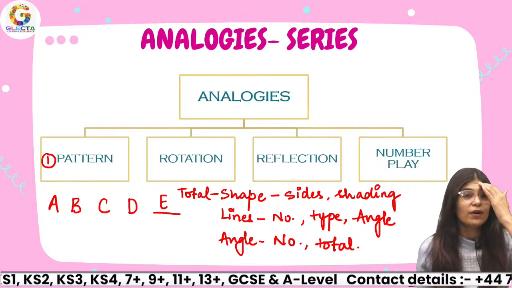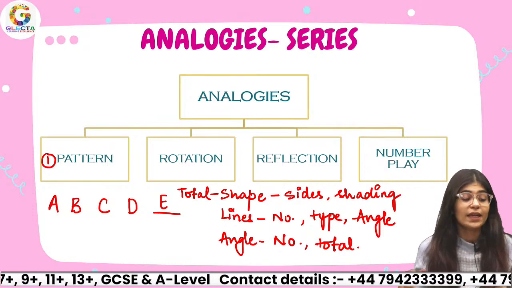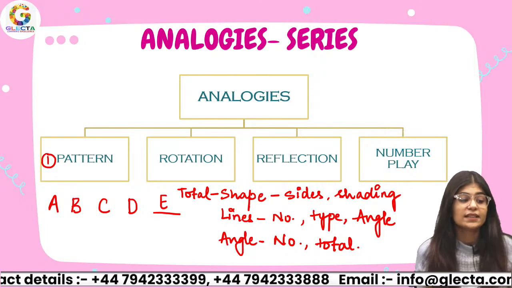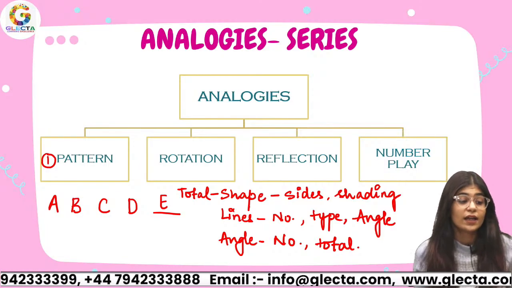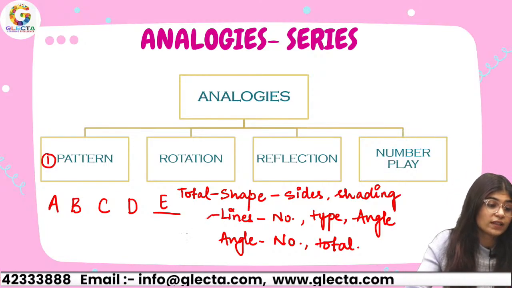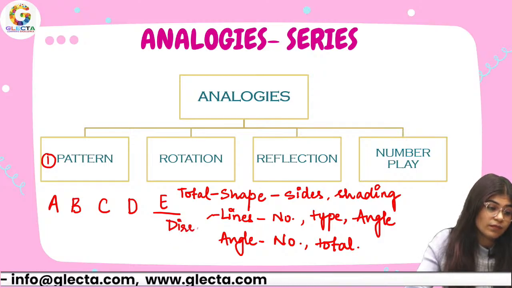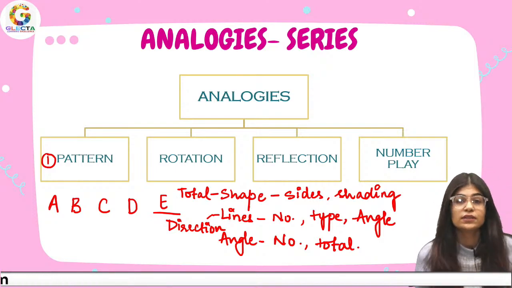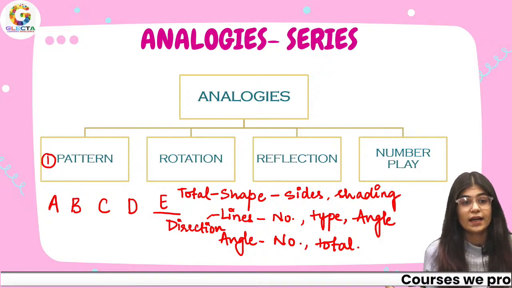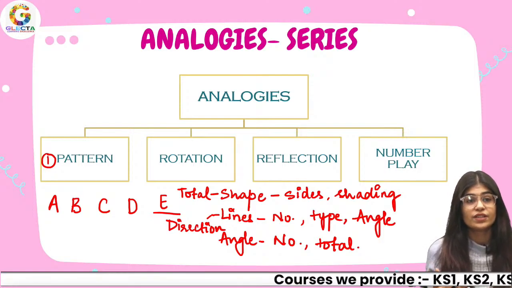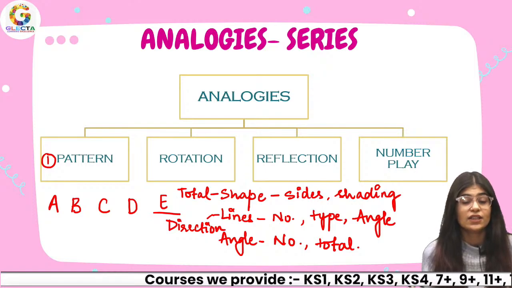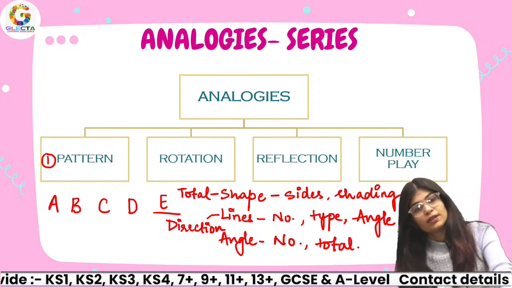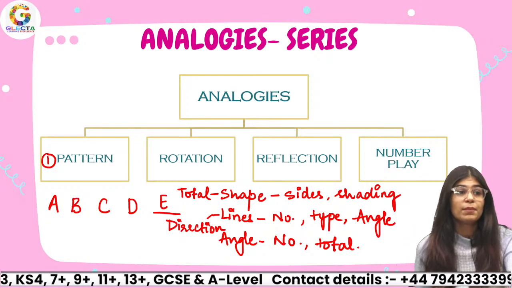So it can be about anything. That's why I said it can be anything. It can be the total number of sides, shading in the images, number of lines, types of lines, angle of lines, and directions of lines. Of course, we cannot forget the direction. What is the direction of the line should also be pointed at. And then there are angles, the number of angles, and what is the total angle. Let's say there's a 90-degree angle, how many 90-degree angles are there in each. So like that, we have to count those things as well sometimes. So make sure that it is going to be in a certain pattern.